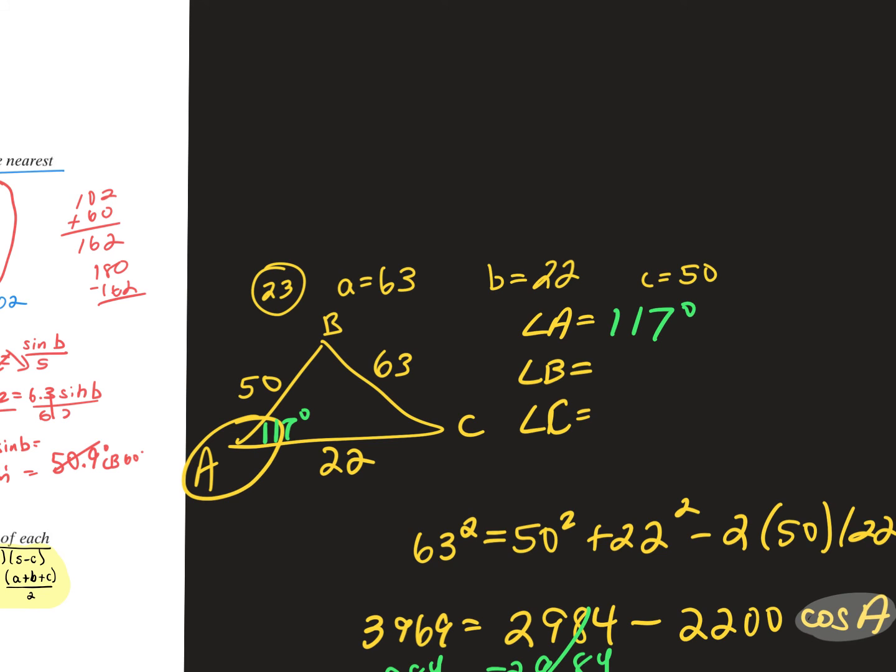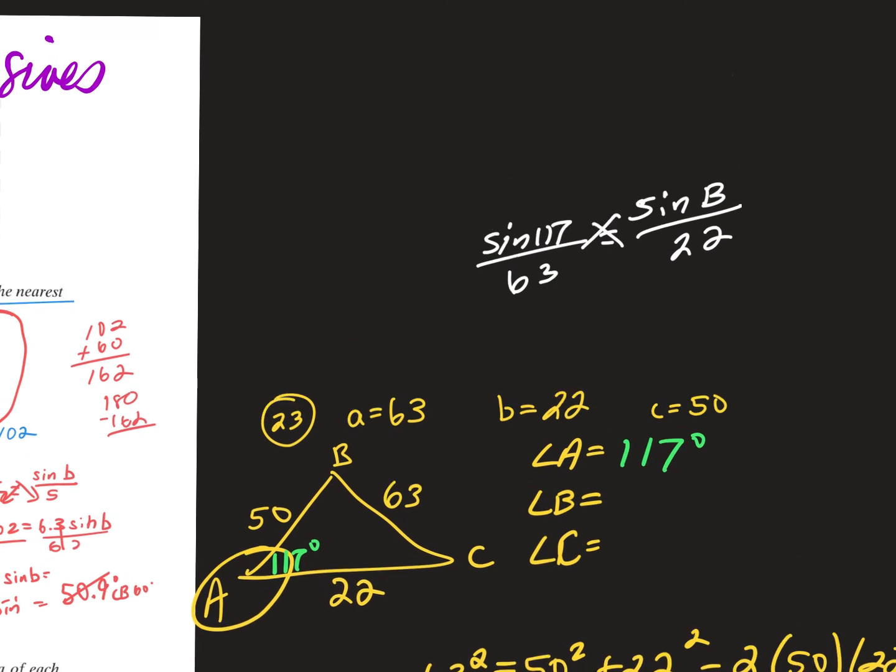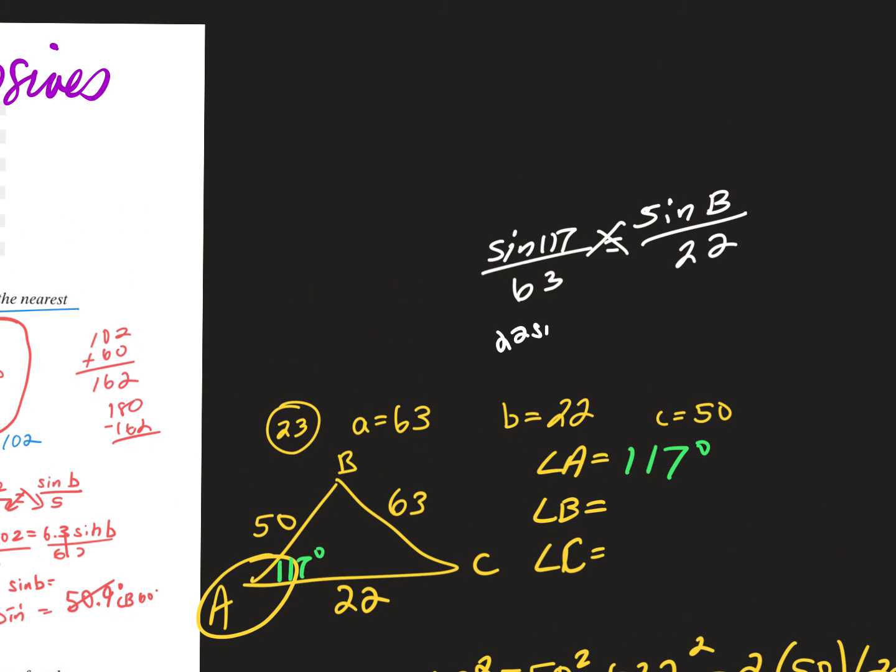Now, do we have enough information to say, oh, now we can use the law of sines? Yes, because I have an angle measure. I have the sine of 117 over side 63 equals, what do you want to find? B. Okay, you guys want to find B? That's fine. Sine of B over 22. Could we have found C? Yeah, because we know the side length, so that's fine. So we're going to cross multiply. So I have 22 times the sine of 117 equals 63 times the sine of B.